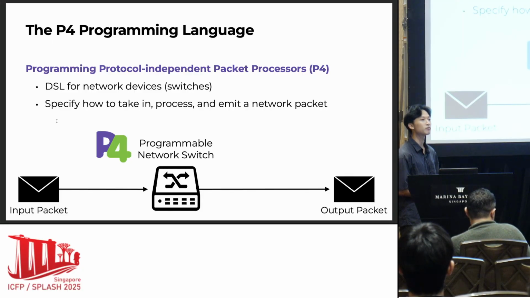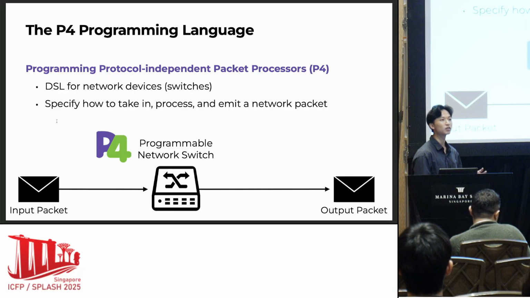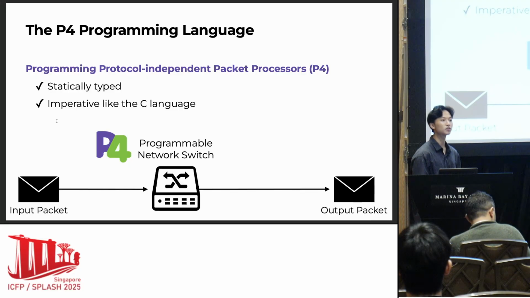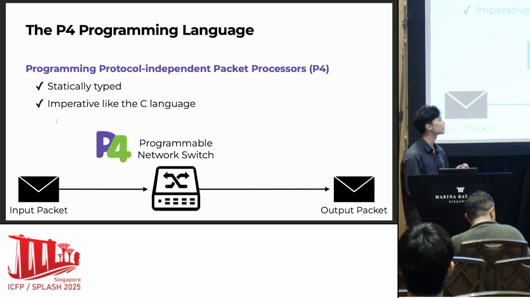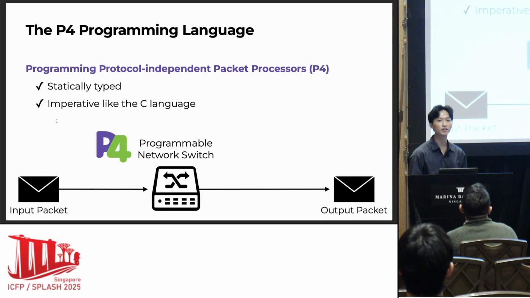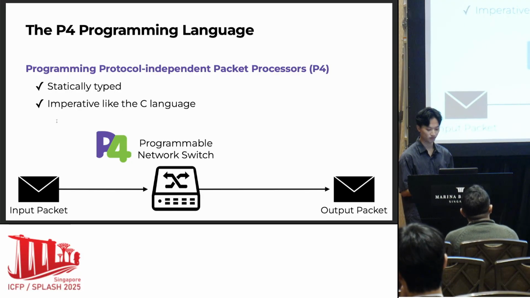P4 is an acronym for Programming Protocol-Independent Packet Processors. It is a domain-specific language for programming network devices like switches and routers, telling them how to take in an input packet, process it, and output that along the network path. But for the sake of this presentation, it is enough to know that P4 is statically typed, so we would need a type checker. And also, a large part of the language semantics is imperative, like the C programming language.